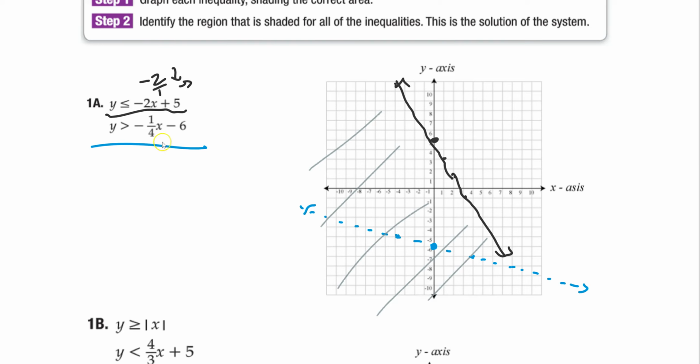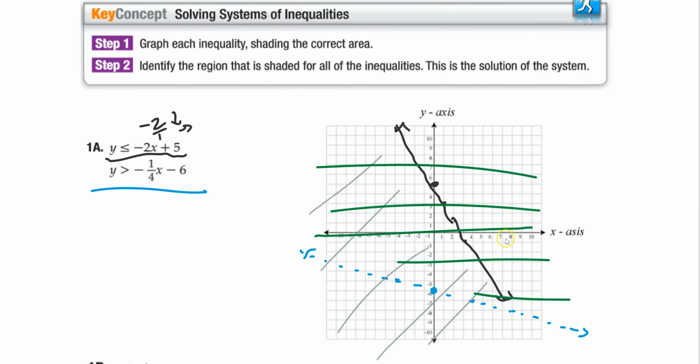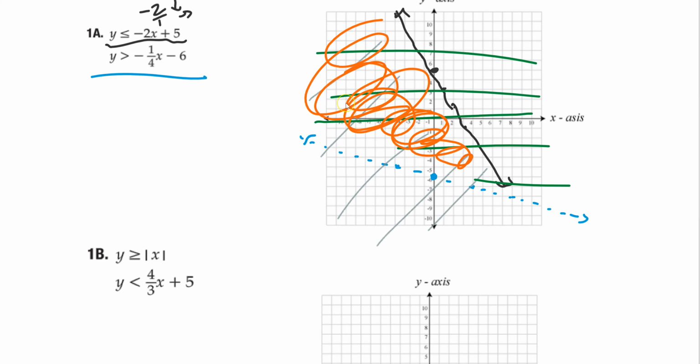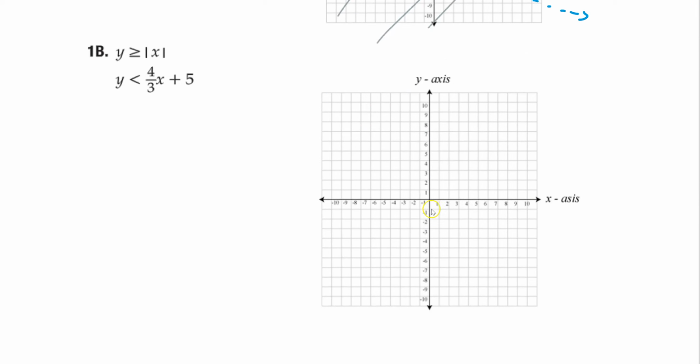And then this one is greater than, so it's above. Here I'm going to cross shade it. So you're going to shade all the above. And your answer is where they both shade. So my answer right here is this part, where they're both shaded. And that's the idea. That's the lesson. So let's do a few more.